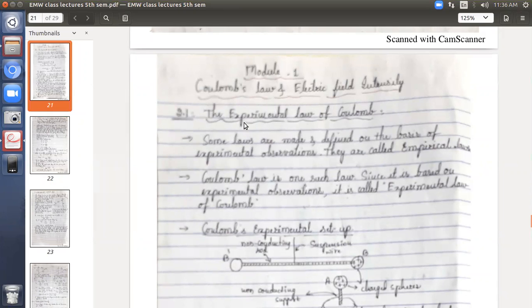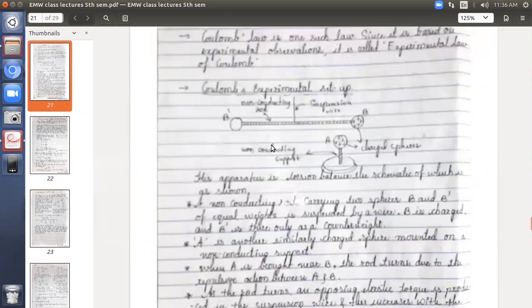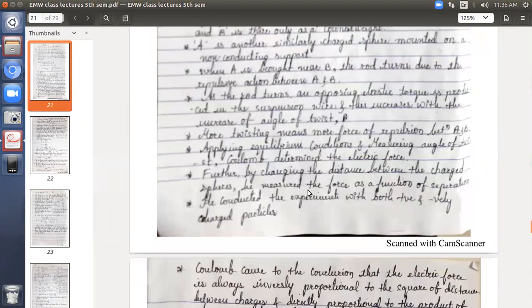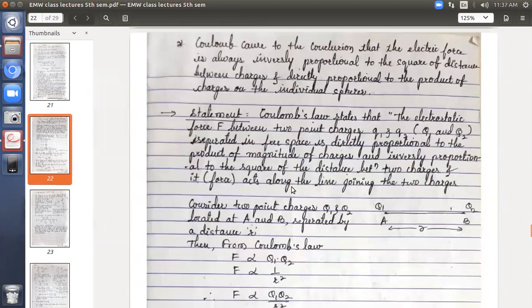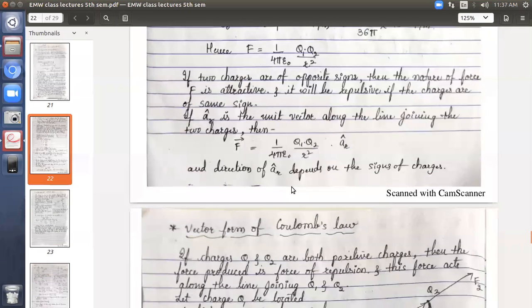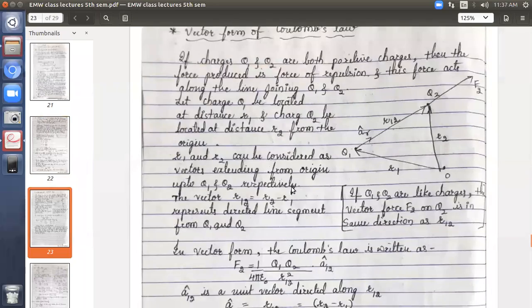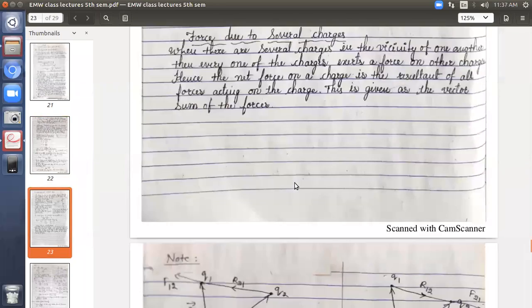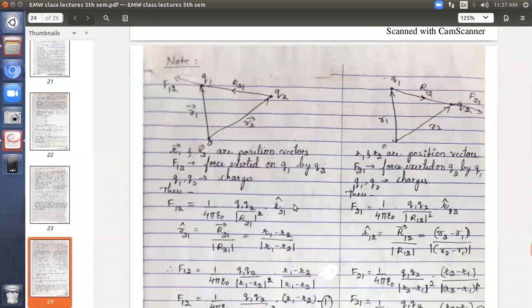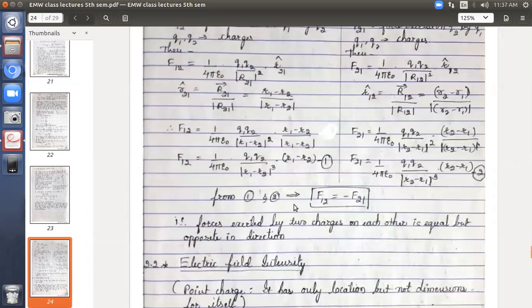The first topic which we dealt is the experimental law of Coulomb. We have seen what the experimental setup was, that is the torsion balance experiment. Then what was his conclusion, statement, and the equation for force, Coulomb's law of force. We have expressed Coulomb's law in vector form as well. And as a note here, two forces we have calculated, F12 and F21. You should know in both ways how to calculate the forces. Both these forces are opposite in direction. Magnitude wise, they are equal.